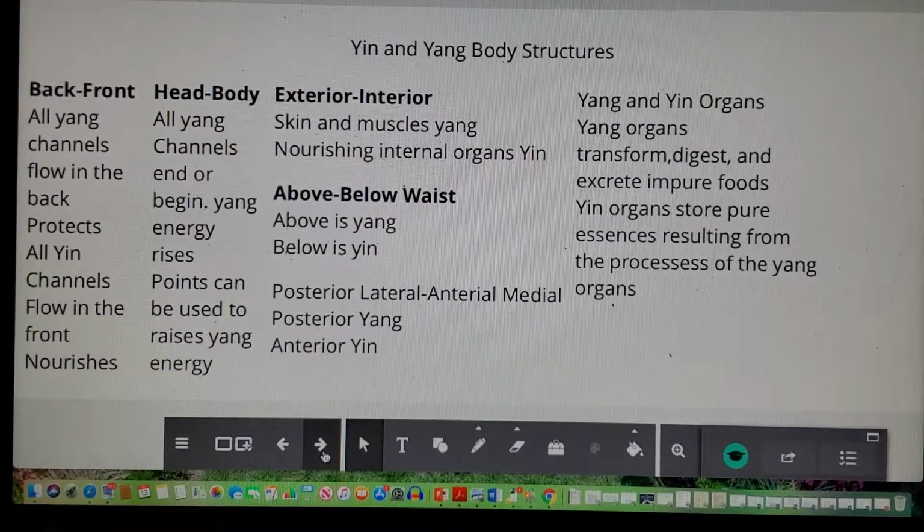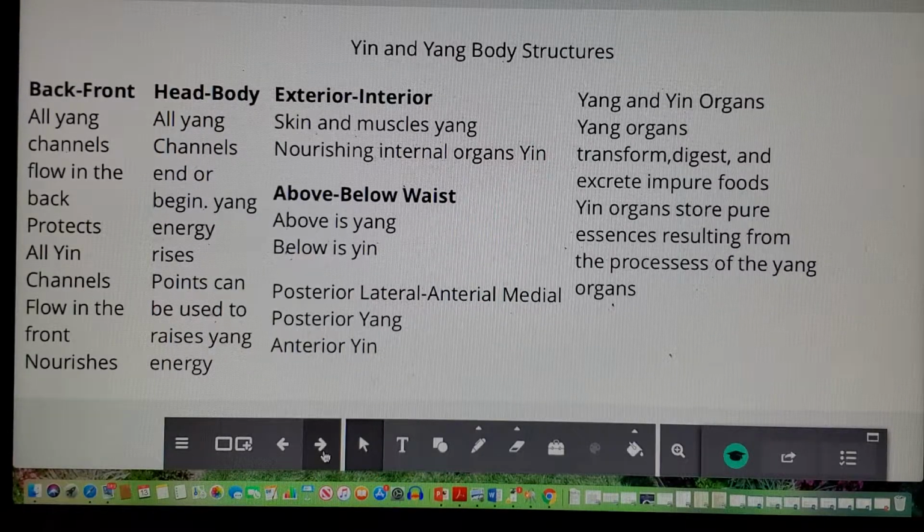All right, so in relationship to the body, the back and the front: all the yang channels flow in the back, it protects. All yin channels flow in the front and nourishes. So the yang channels go down the back, the yin channels go down the front. The yang channels are up on the upper extremities. So when you do acupuncture, your yang channels are on the exterior, your yin channels are in the interior.